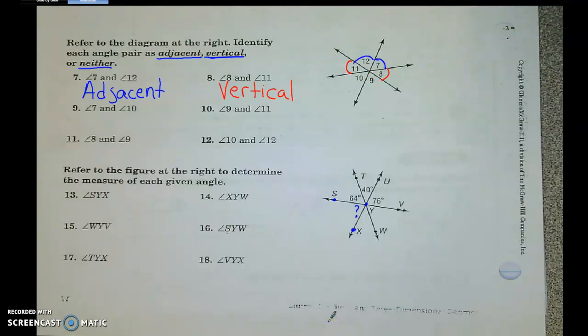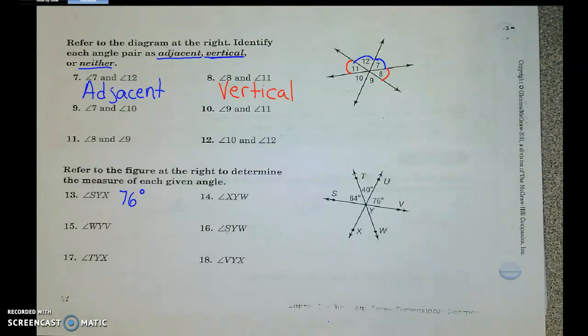Okay, well, things that I know about this angle. It's directly across from this angle. That means that angle SYX and angle UYV are vertical angles. If they are vertical angles, I know they are congruent. That tells me that angle SYX is 76 degrees. Now, let's go ahead and do another one of these.